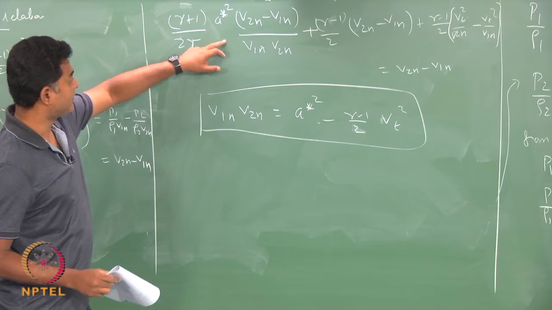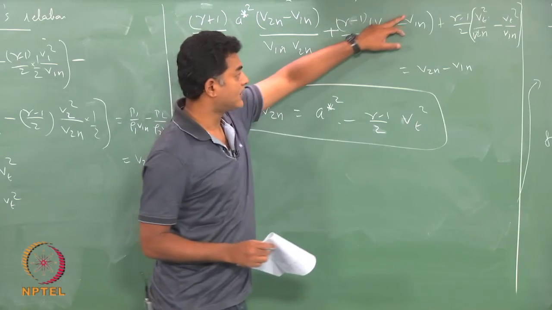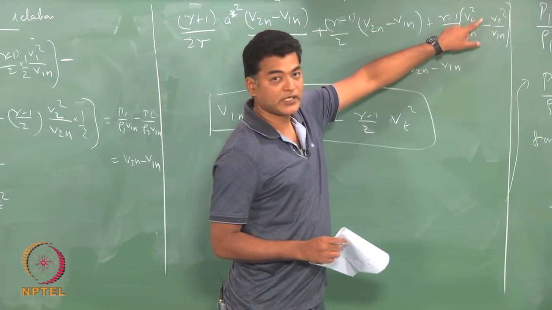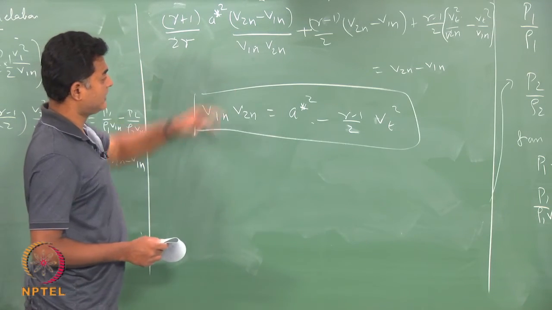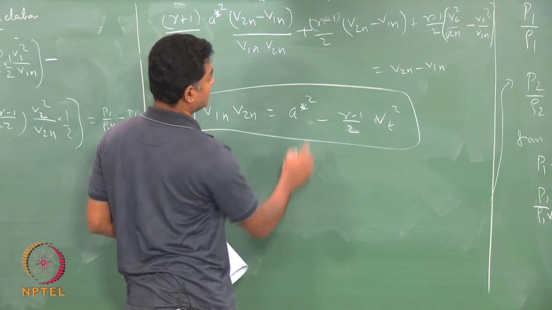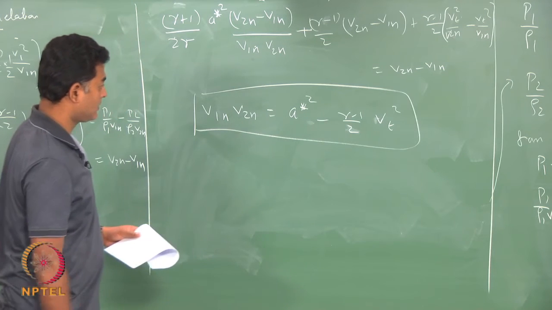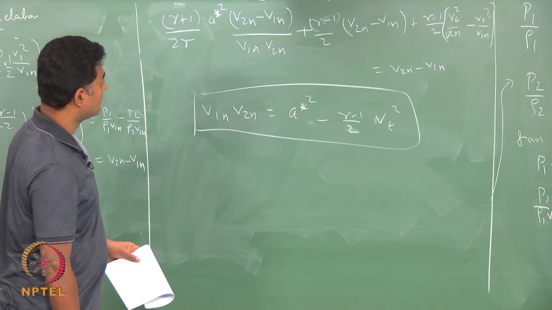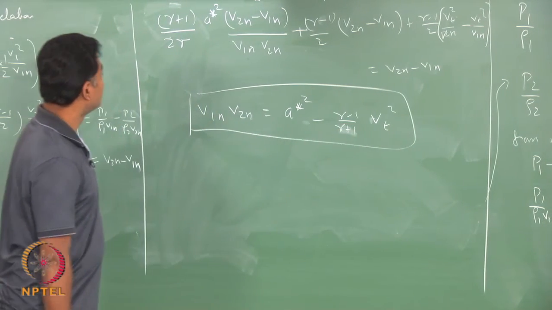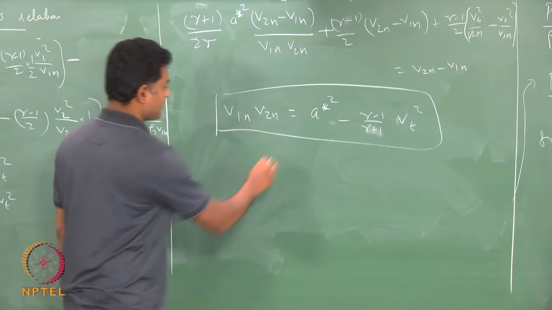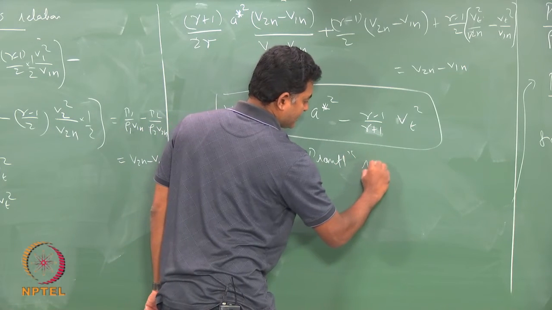So, I divide this equation with V2n minus V1n. So, this cancels out, then the numerator here cancels out. So, I will end up with the equation that is here. This is gamma minus 1 by 2 by gamma plus 1, correct? And this is gamma minus 1 by 2. So, that is the Prandtl relation for oblique shock.